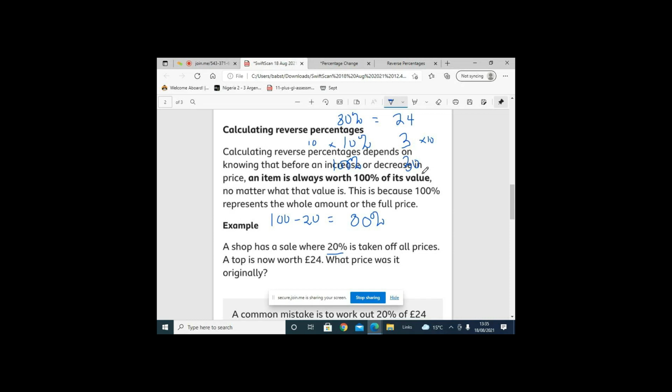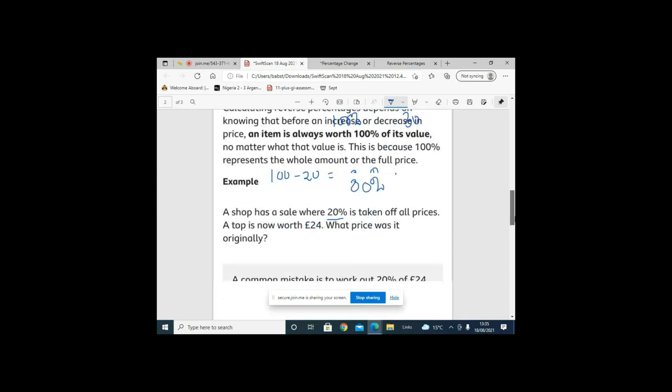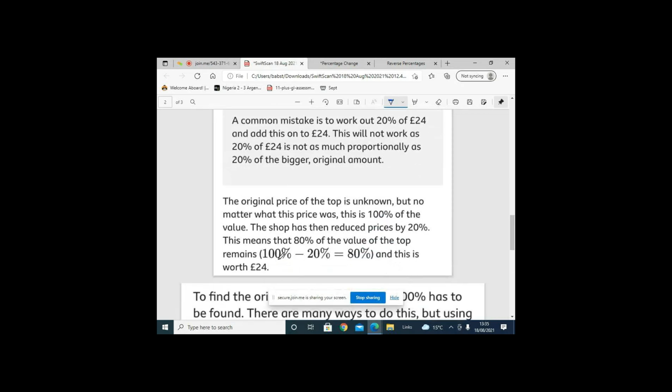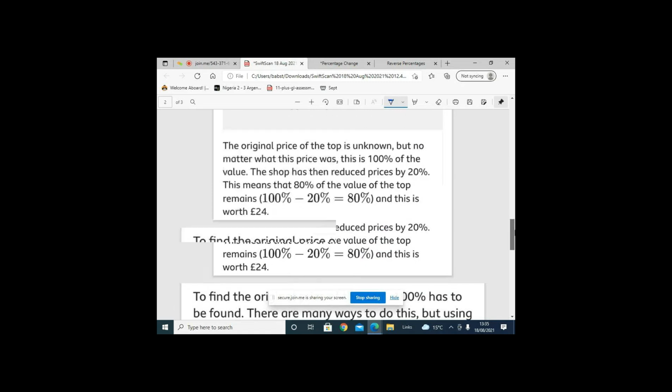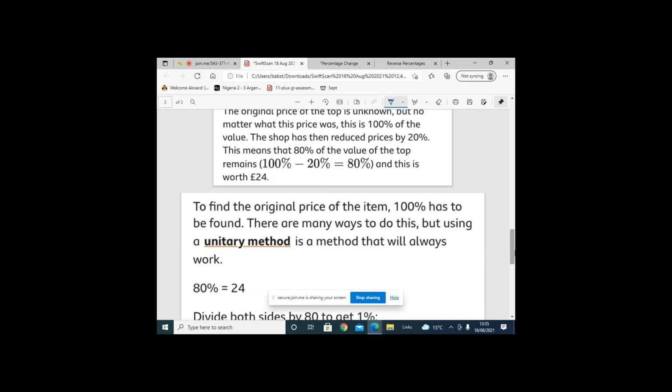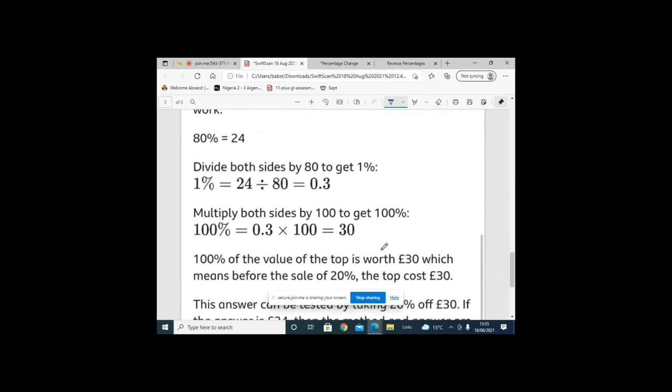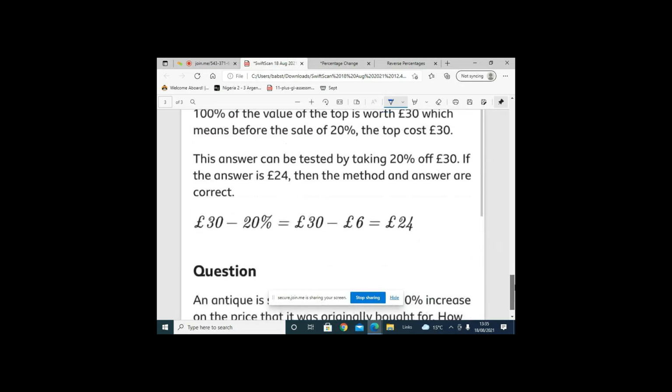This one is very useful if it comes out in non-calculator. So you use the method: 100 minus this equals this. That means that 80% is 24. From there, to find 100%, just divide both sides. If it's calculator, you can divide both sides by 80, you get 1%. Then multiply by 100. The answer is going to be 30.